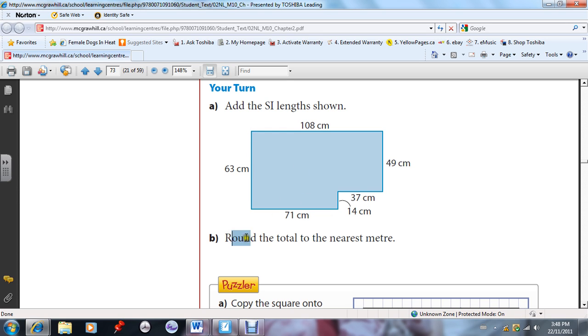Then it says for you to round the total to the nearest meter. When you round the total to the nearest meter, you take your total amount of centimeters that you found, the distance around the perimeter, and divide it by 100, because you're changing centimeters to meters. Okay? Now, what do you do next?